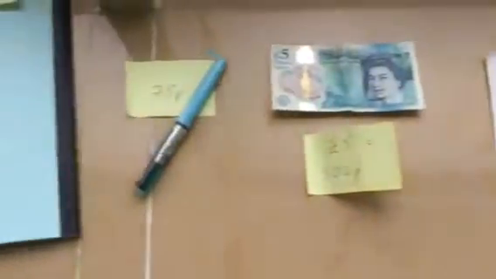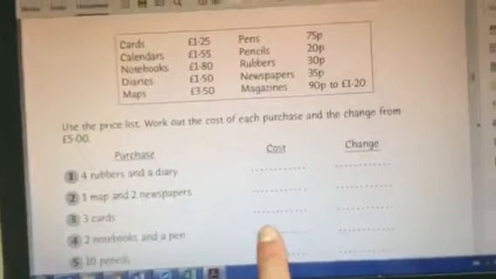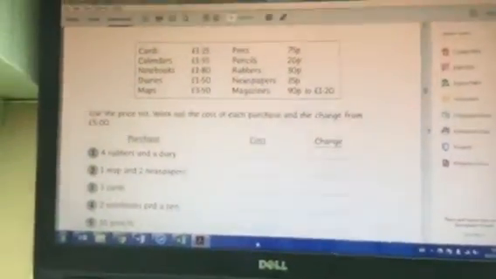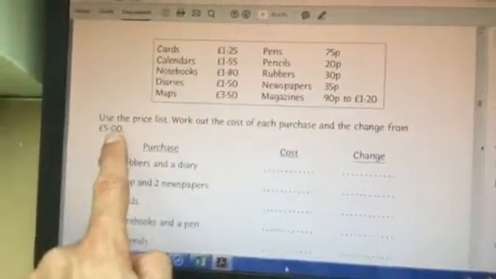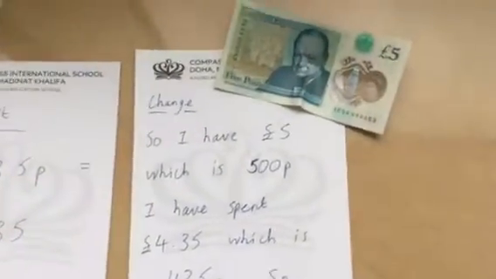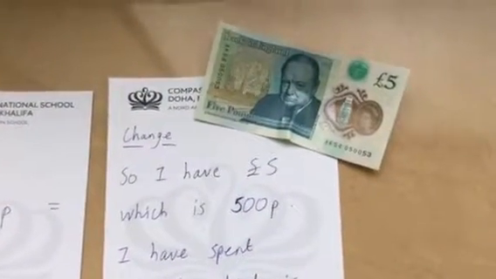So after I've done all that solving, I can then write on my sheet the cost of 2 notebooks and a pen is £4.35. But what's the change? Well, remember, I've got £5 to spend. So let's move back across and let's go to my £5 note, which is now on the other side with the picture of Winston Churchill, a famous politician from British history.